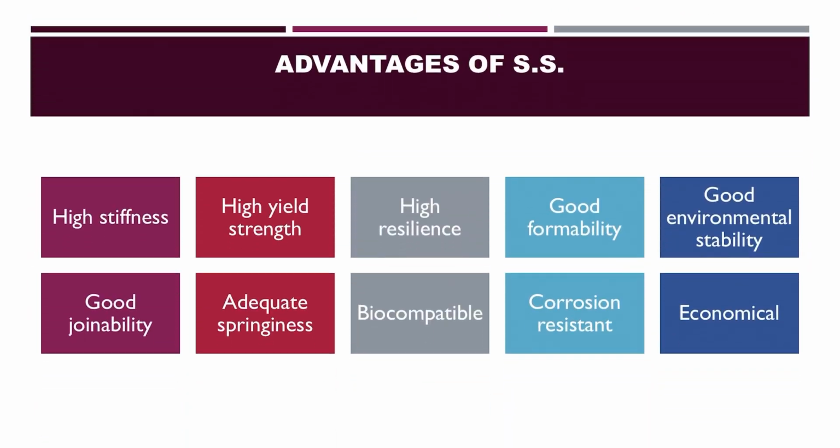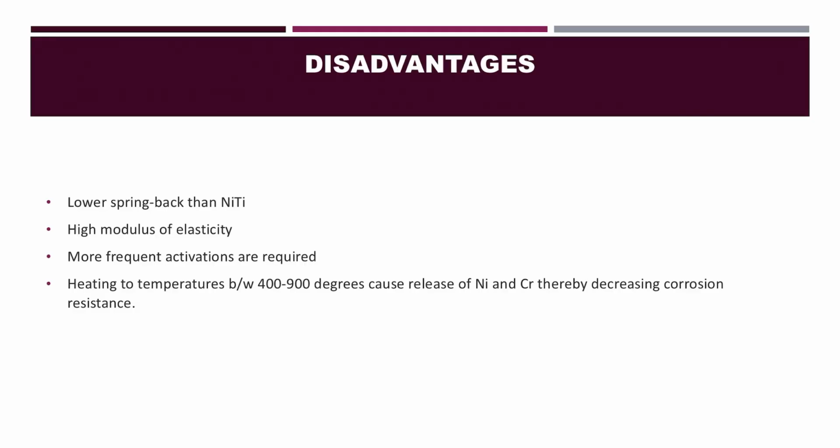Advantages of stainless steel. It has high stiffness, high yield strength, high resilience, good formability, good environmental stability, good joinability, adequate springiness, biocompatible, corrosion resistant and economical. Disadvantages. Lower springback than nickel titanium, higher modulus of elasticity, more frequent activations are required. Heating to temperatures between 400 to 900 degrees can cause release of nickel and chromium, thereby decreasing corrosion resistance.